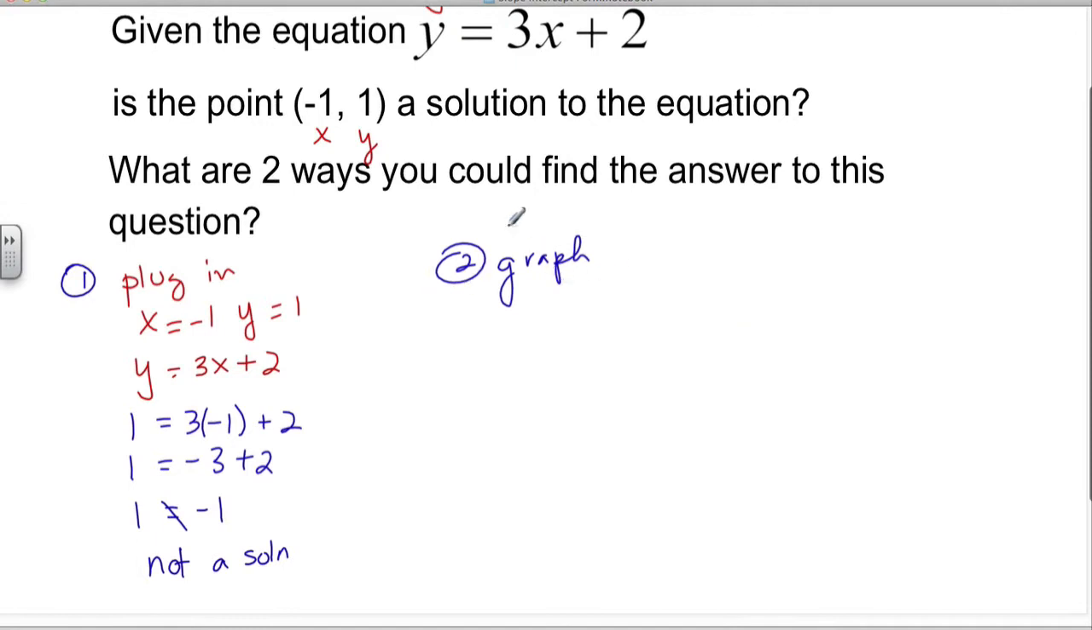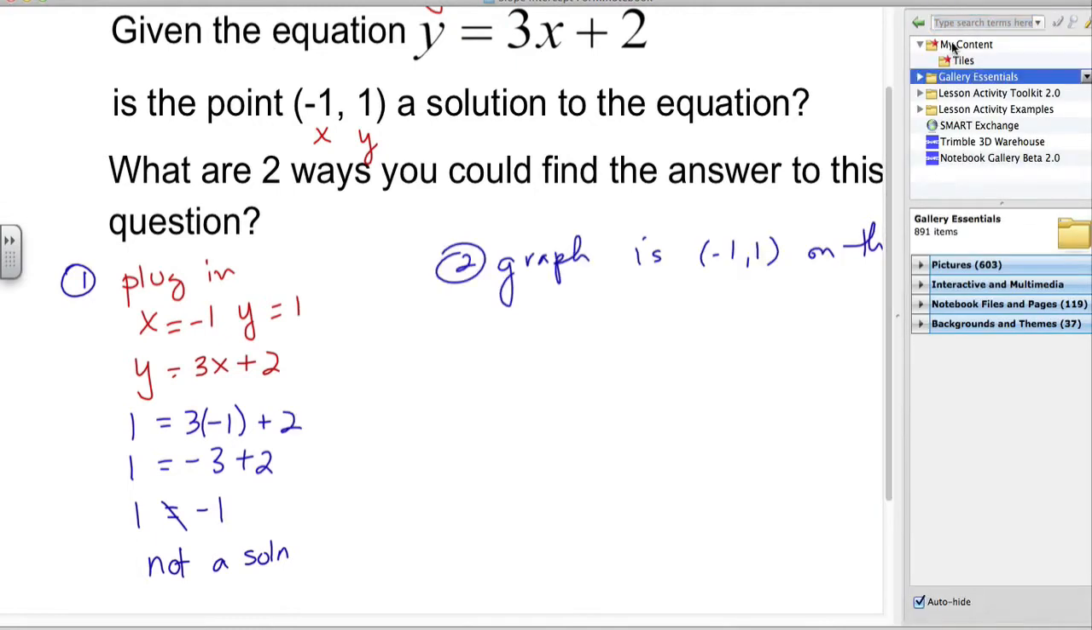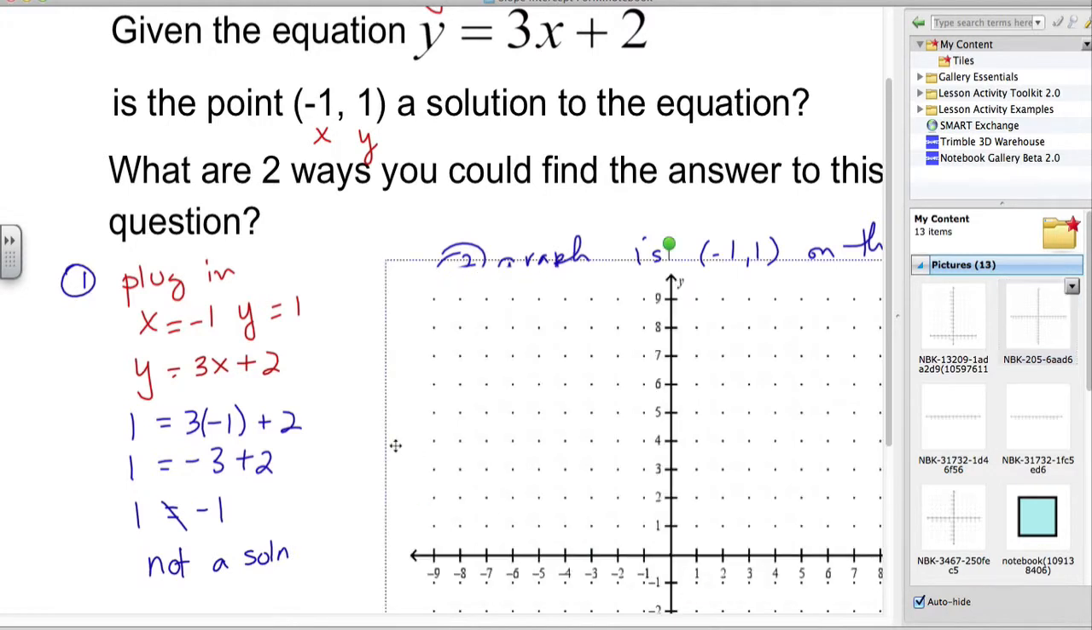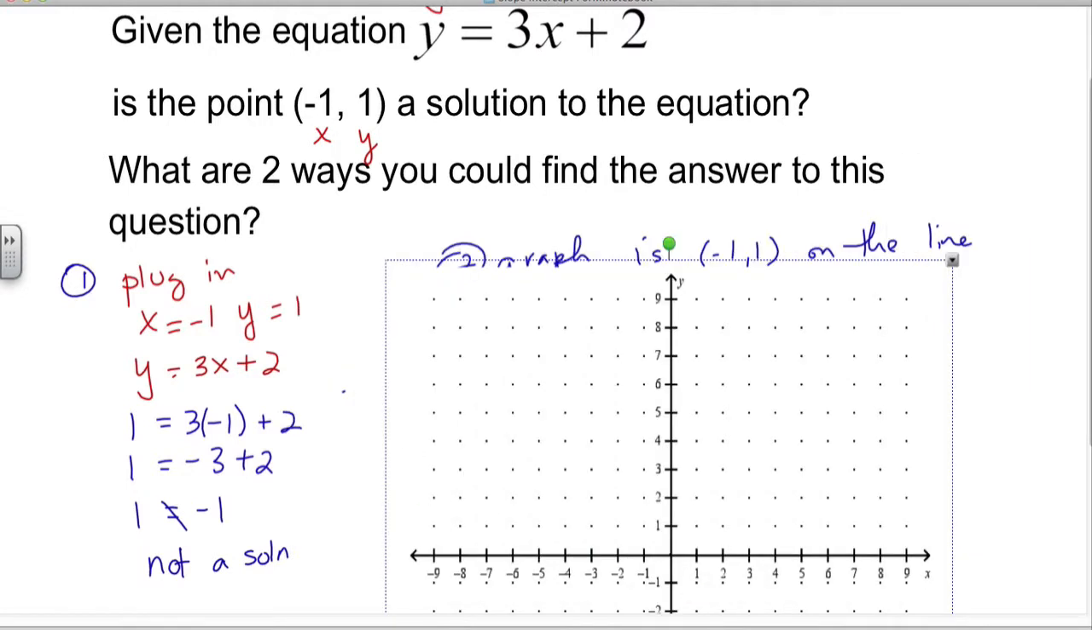The second way we could determine whether that point was a solution to the equation, we could graph it. We could see, is the point -1, 1 on the line? If it is on the line, it's a solution to the equation. If it's not on the line, it's not a solution to the equation. So let's get ourselves a little graph here. Maybe make it a little bit smaller for us to work with.